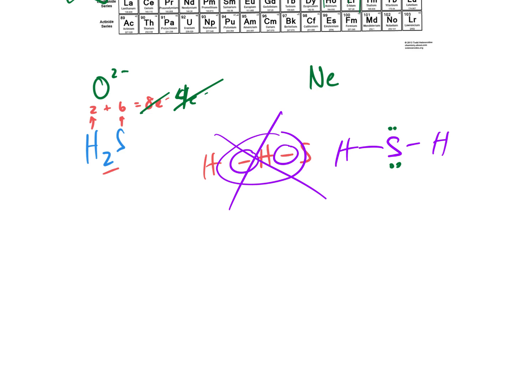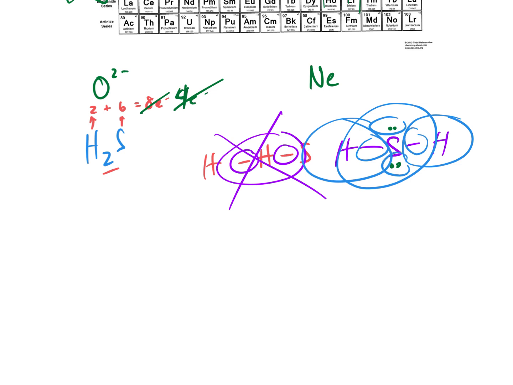Now we check to make sure they all have an octet. Does this hydrogen have an octet? Yeah, it's helium's octet. This hydrogen, same thing. And the sulfur, we got 2, 4, 6, 8. Also has an octet. We used all of them. That's first check. Make sure we use all of the valence electrons. Second check, make sure they all have an octet. We're good? So that's the Lewis structure. Very good.